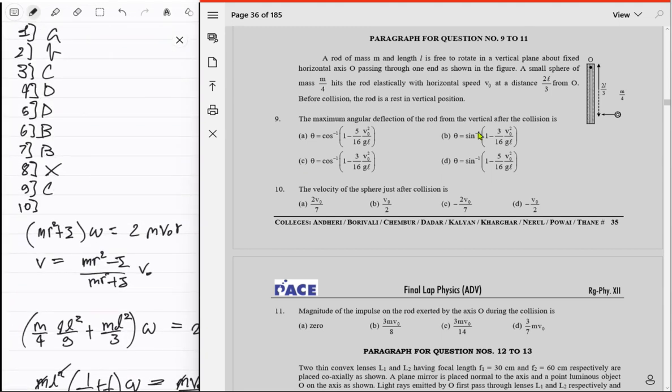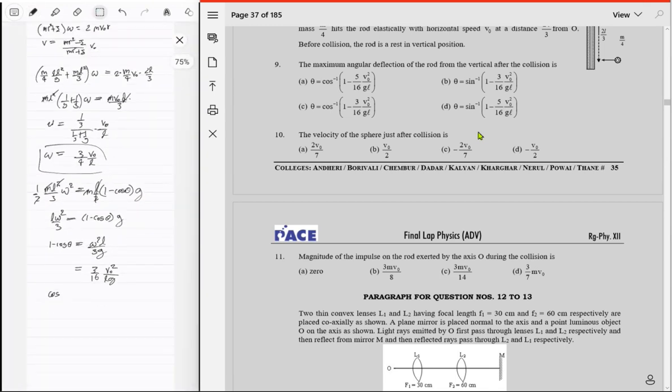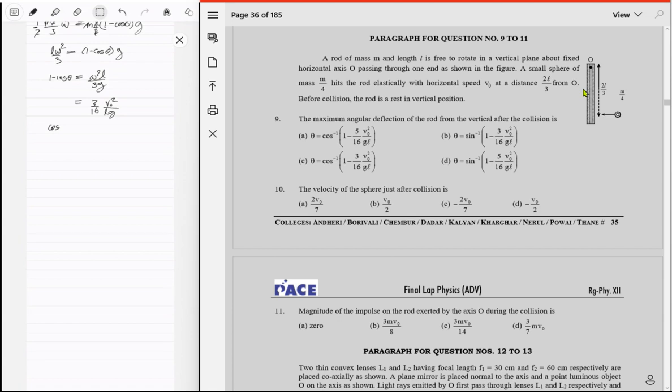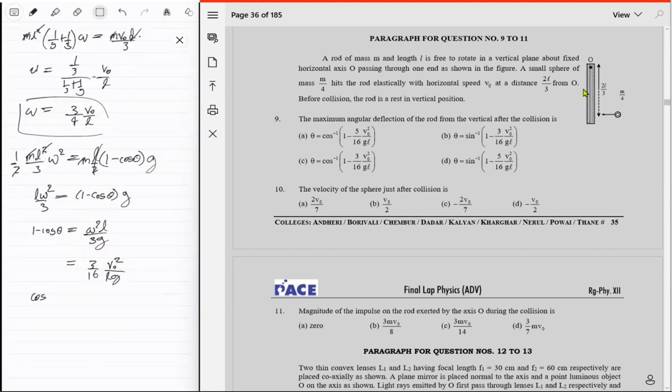And what else is there? Velocity of the sphere just after collision. You figure that out, I guess. And what else? Maximum magnitude of the impulse on the rod exerted by the axis O during the collision. Okay, so the impulse that O exerts, got it, on the rod though. Wait. Right, so if the impulse is horizontal, nothing can happen vertically, of course. So that impulse, okay? Just try to do it. What do you get? At least now we know what omega is, so I guess that's progress.